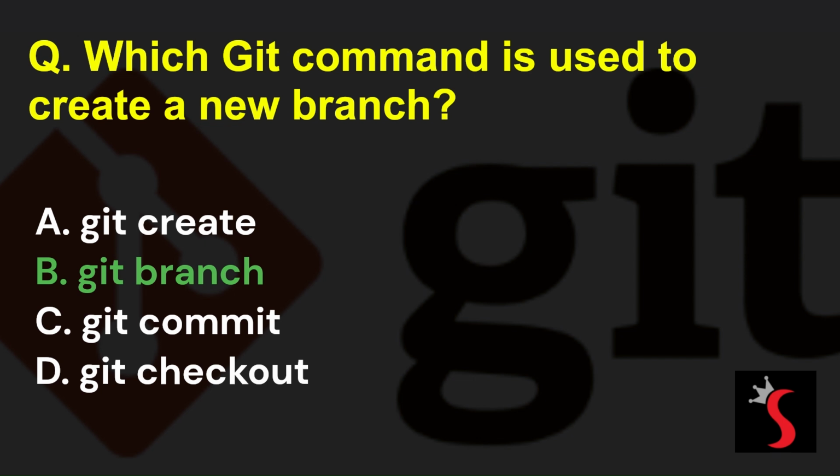The git branch command can be used to create a new branch. When you want to start a new feature, you create a new branch of main using git branch new_branch. Once created, you can then use git checkout new_branch to switch to that branch.